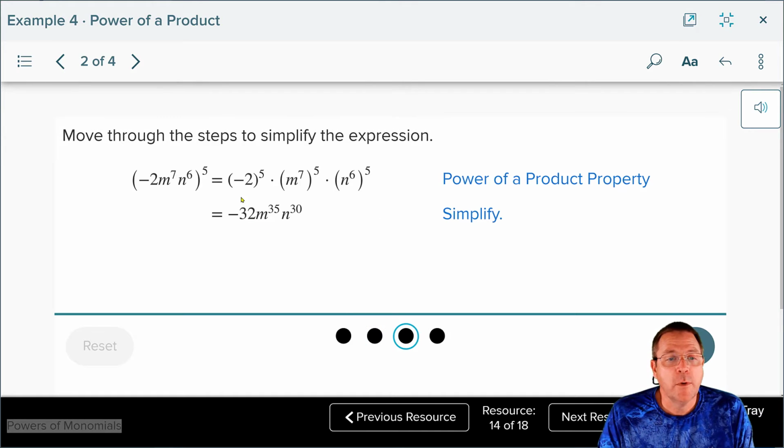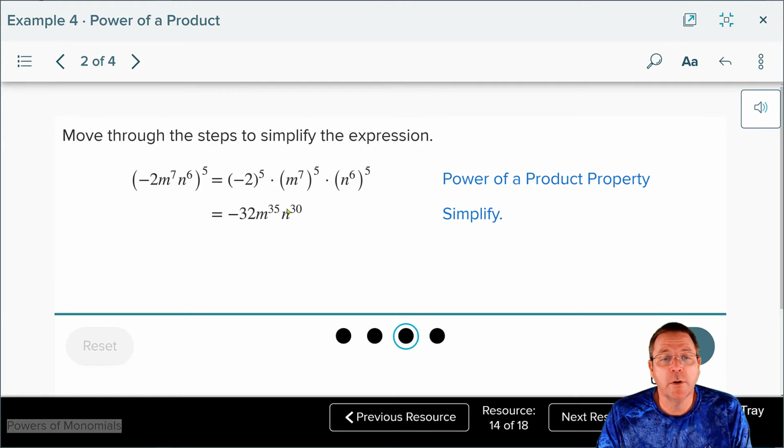From there, we can say -2 times -2 is +4. +4 times -2 is -8. Negative 8 times negative 2 is positive 16, and positive 16 times negative 2, there's my fifth one, that's going to be a negative 32. M to the 7 times 5 is going to be m to the 35th, and then n to the 6 times 5 is going to be n to the 30th.